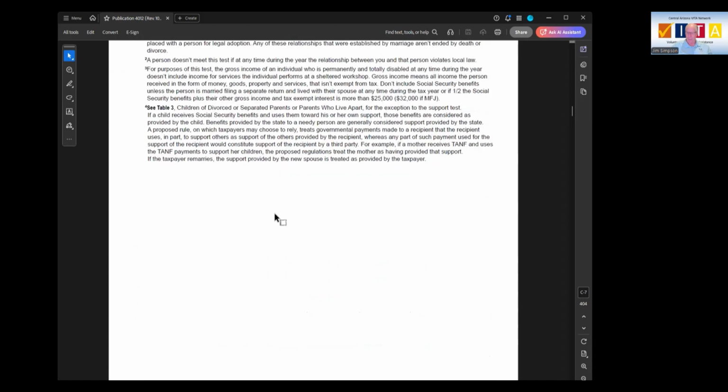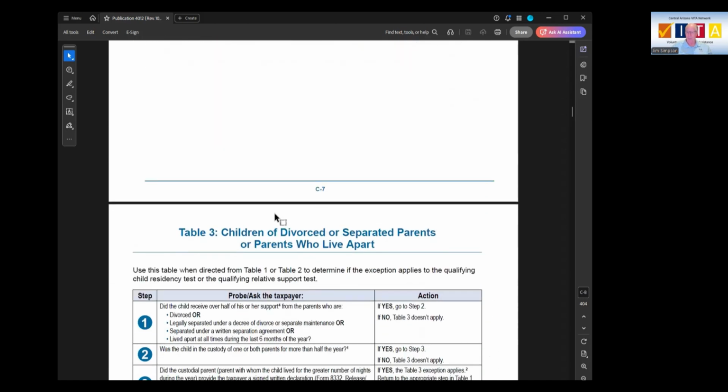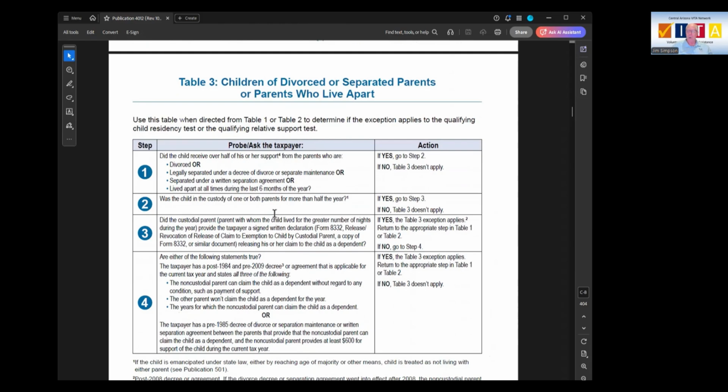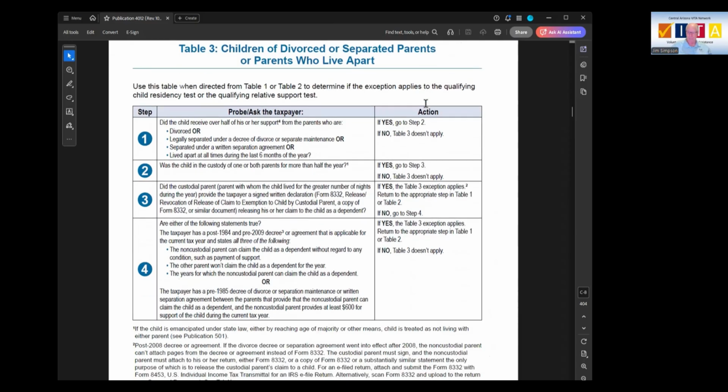Okay, so that's the qualifying relative, right? Now we've got a whole nother table 3. A couple of those things in there refer you to this table 3. Children of divorced or separated parents who live apart. Okay, I'm going to summarize this table for you because it's got a lot of dates and a lot of things in here, but let me summarize for you what this really means, right?